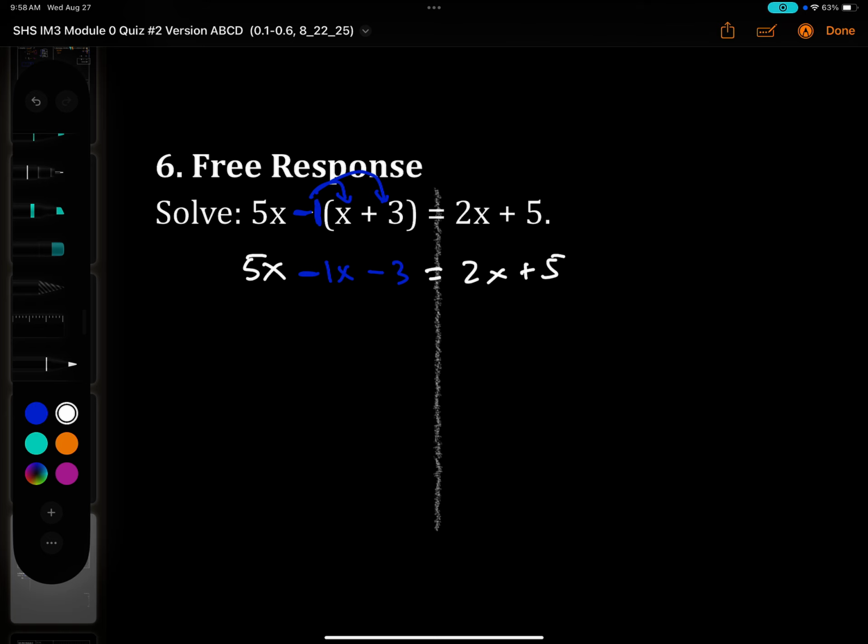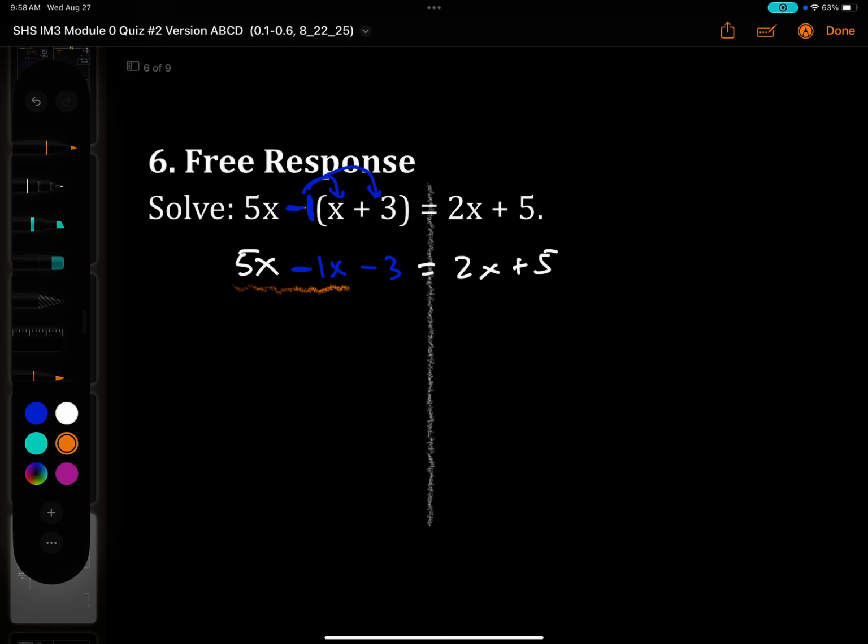A lot of students' temptation is to try to do 5x minus 1 is 4x. Remember, they're not like terms. Now, on the same side of the equation, now you can do 5 minus 1. That would be 4x. You're not doing opposites on the same side. 2x plus 5. Okay, now we're going across the equal sign.